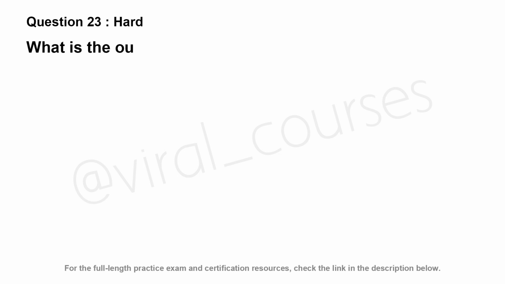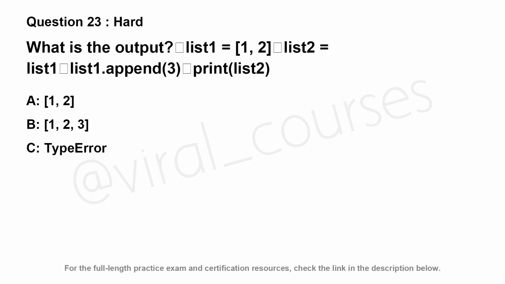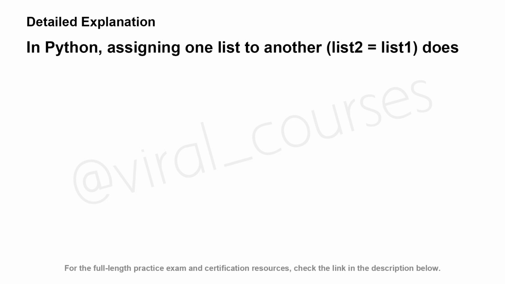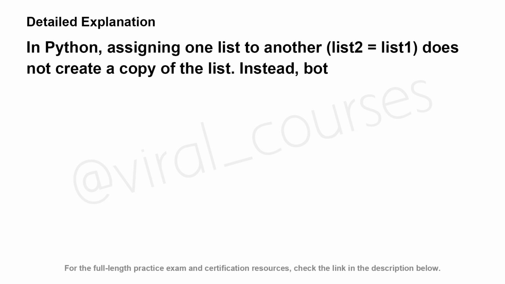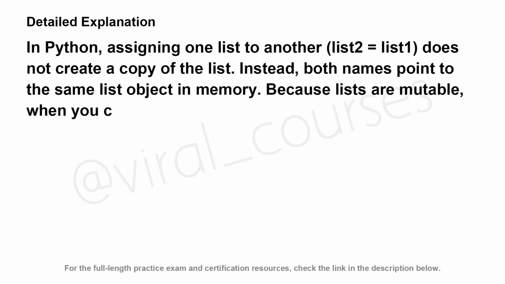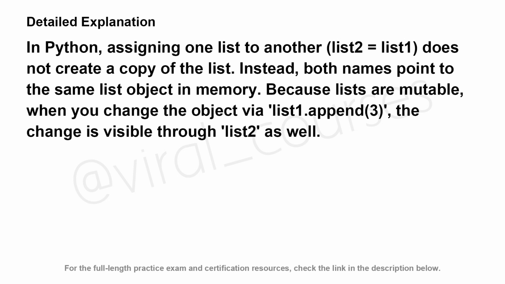What is the output? list1 = [1, 2], list2 = list1, list1.append(3), print(list2). Option A, [1, 2]. Option B, [1, 2, 3]. Option C, type error. Option D, [3]. The correct answer is B. In Python, assigning one list to another, list2 = list1, does not create a copy of the list. Instead, both names point to the same list object in memory. Because lists are mutable, when you change the object via list1.append(3), the change is visible through list2 as well.